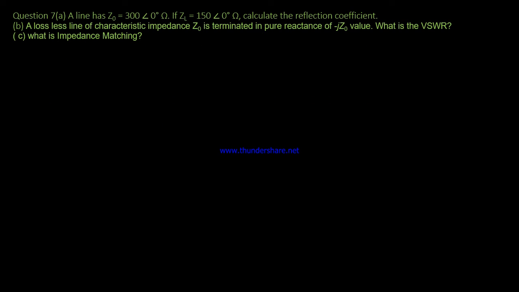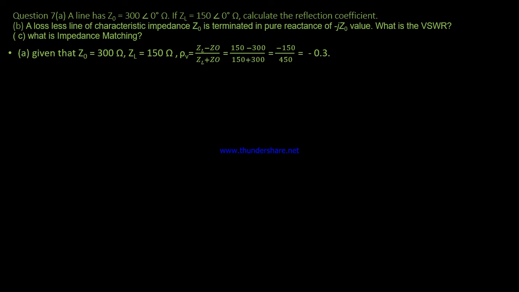Question 7. A line has Z0 of 300 ohm. If the ZL is 150 ohm, calculate the reflection coefficient. And the B part says a lossless line of characteristic impedance is terminated in a pure reactance of minus JZ0. Now, what is the VSWR? And the C part, what is impedance matching?